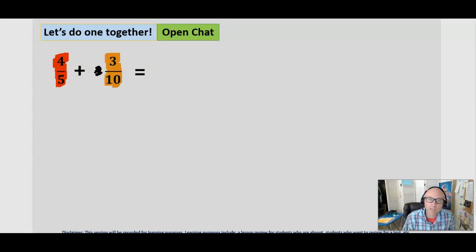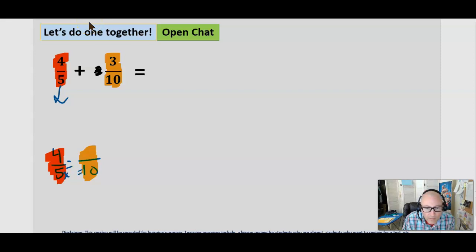I think it's going to be easier to turn this apple into an orange. So we want to turn 4/5 into tenths, right? We want to turn this into some kind of orange. So what would the numerator be in this case? Well, what do you multiply 5 by to get 10? 2, and since we multiply by 2 on the bottom, we have to do the same on top. That's like a 1. 4 times 2 is 8.